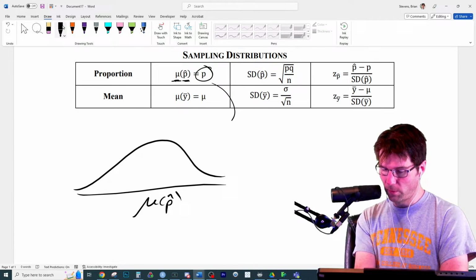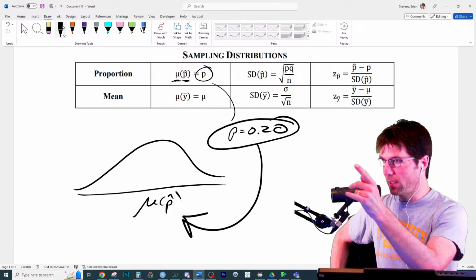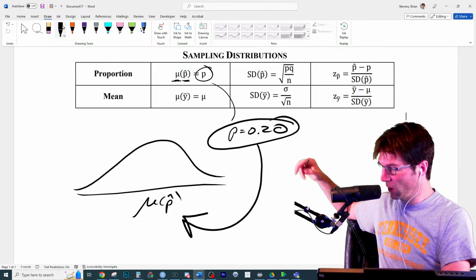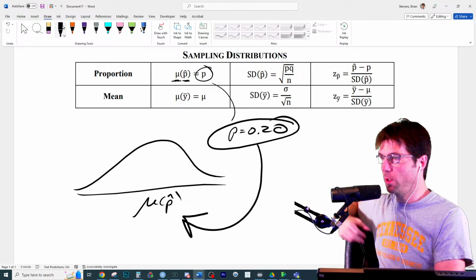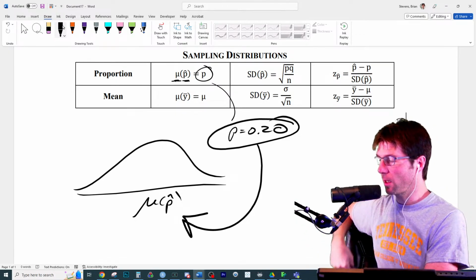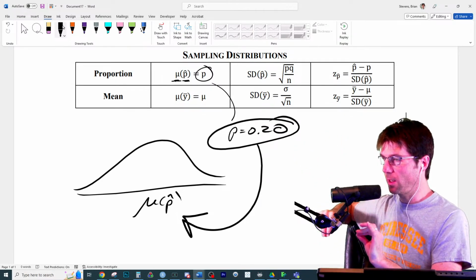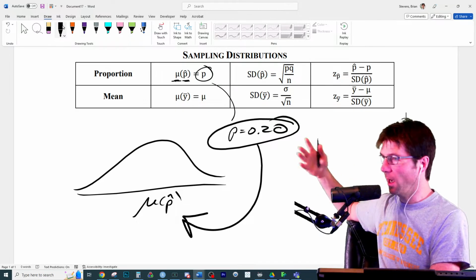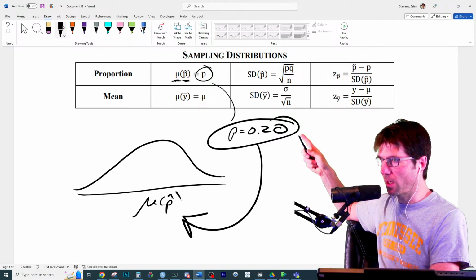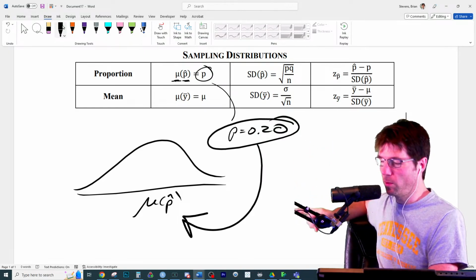So if UT tells you that 20% of students are from Knoxville, what does this quantity mean down here? If UT tells you, and that's the true proportion, they say 20% of students here are from Knoxville, what does the quantity then mean when we bring it to a sampling distribution? Conceptually, what does it mean down there? We know 20% of students are from Knoxville, and that's what P is. It's the true proportion.